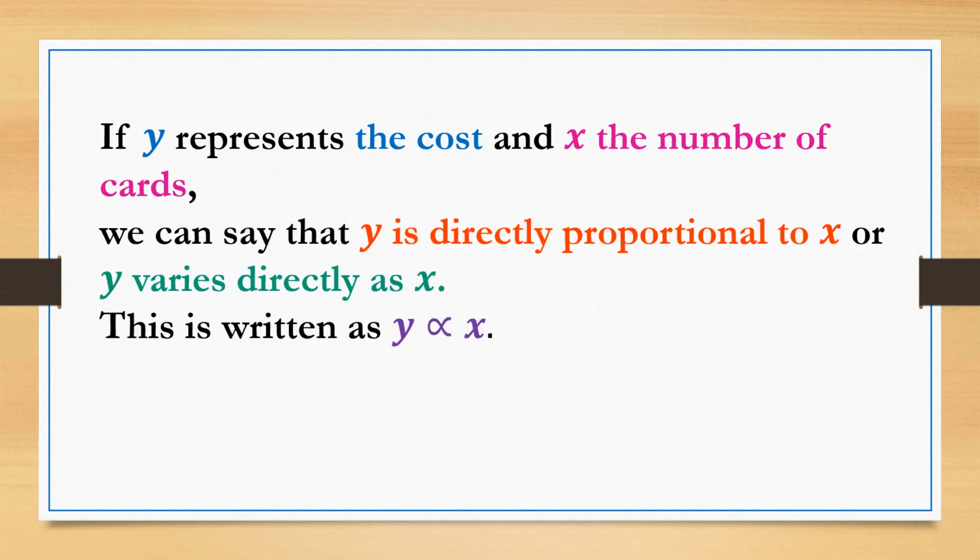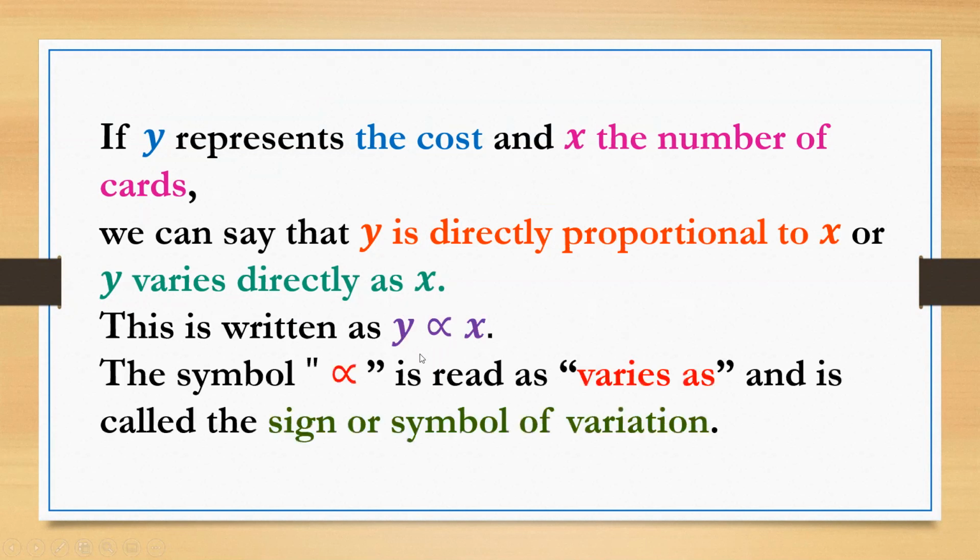So this is written as y ∝ x, y varies as x. So this symbol means varies as. It is called the symbol of variation.